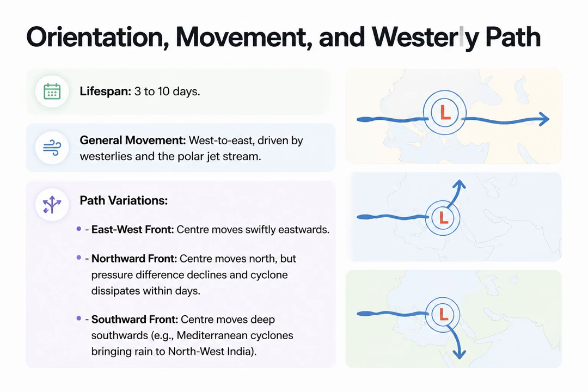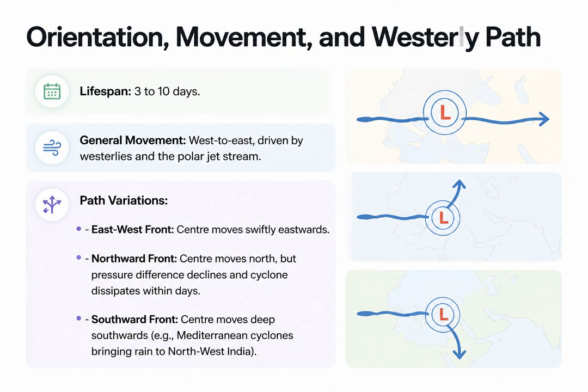How do these massive systems move? An individual frontal cyclone usually lives for about 3 to 10 days. They generally travel from west to east, carried by the prevailing westerlies, with their precise path controlled by the polar jet stream high in the troposphere. If the storm front is oriented east-west, it moves swiftly east.